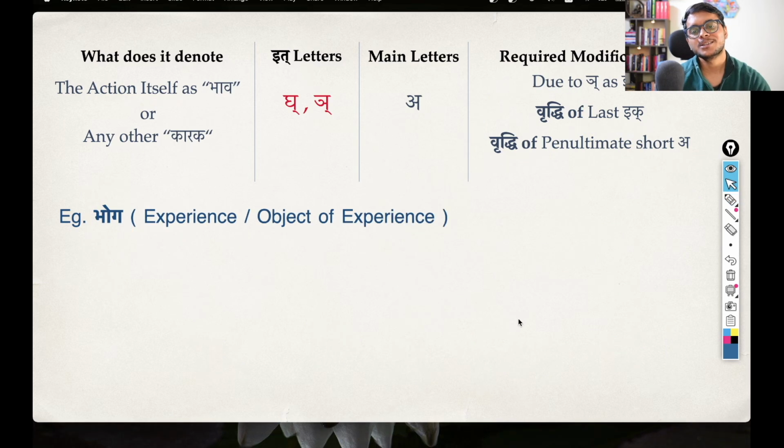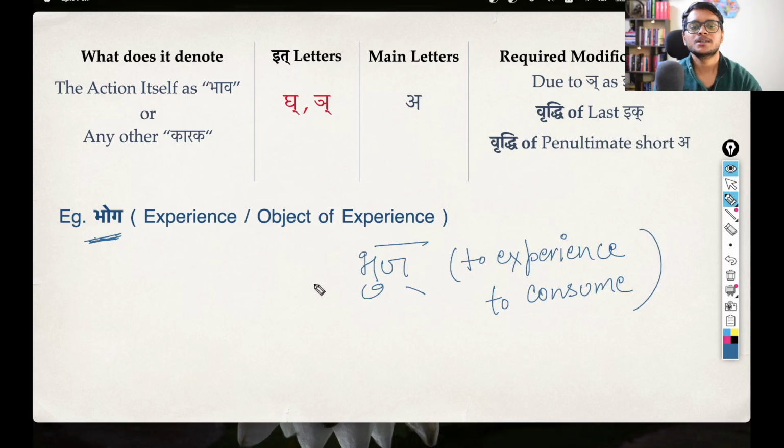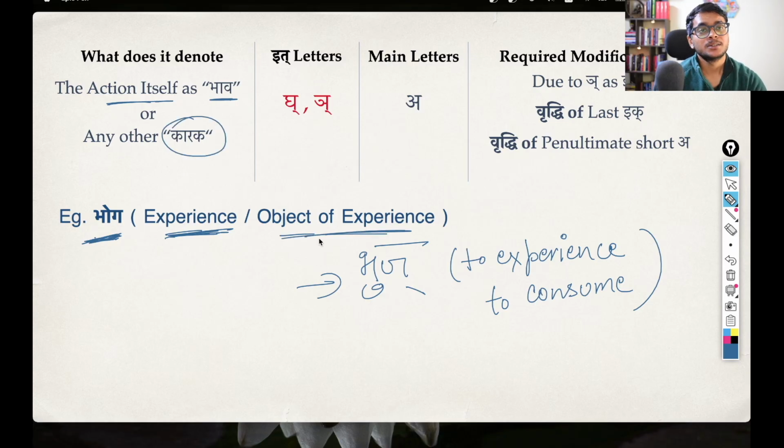Okay, now let us take another example, bhoga. And this bhoga is coming from the dhatu bhuj. Bhuj dhatu means to consume, it means to experience. So the act of experiencing is that experience, and bhoga is also used in the sense of the object of experience. So basically the karma karaka, that's something that you consume, something that you experience, that is also represented using this bhoga. Okay, the object of experience, the object of consumption. So again, this word is also giving different meanings: one as the action itself, the bhava, and also in the sense of karma karaka, the dutiya vibhakti.